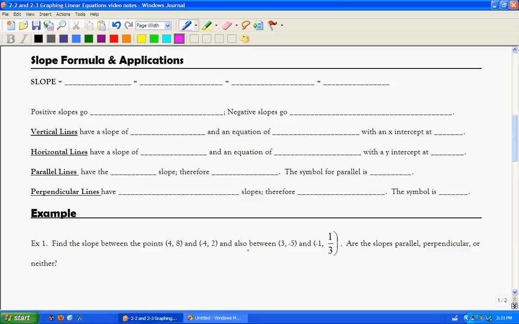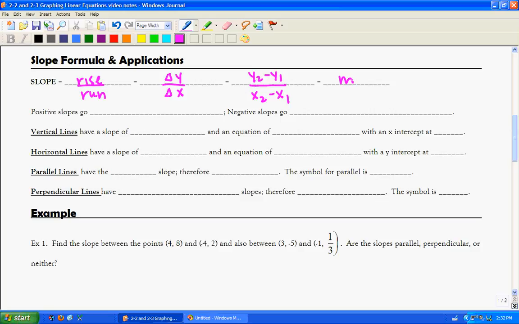Next, we're going to talk about slope and some of its applications. There are many different ways you can write slope. Most of you think first, rise over run. Some of you may know delta y over delta x, which means change in y over change in x, which leads us to the formula y2 minus y1 to figure out the change in y over x2 minus x1 to figure out the change in x. Or lastly, some of you may say m based on your y equals mx plus b equation.